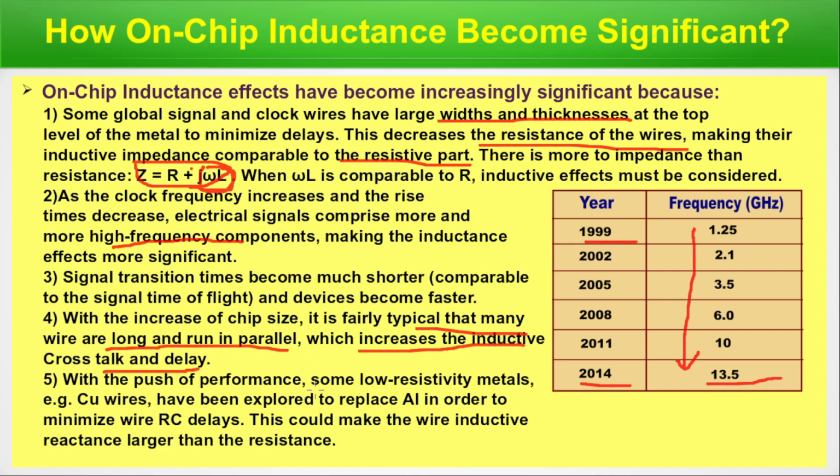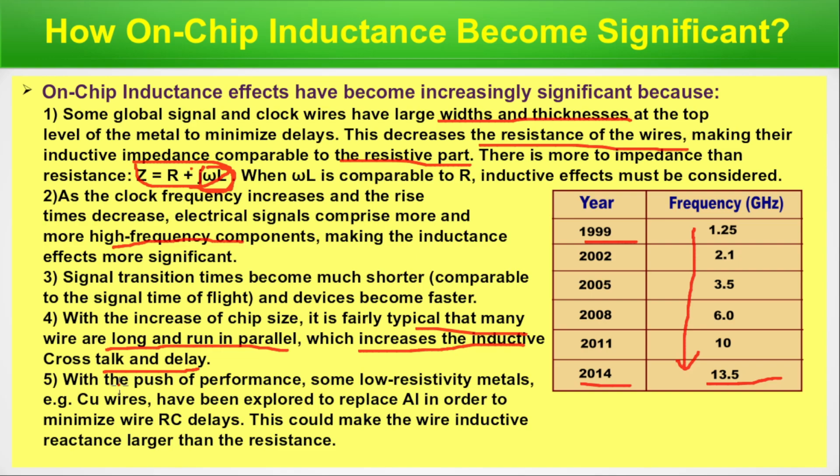So what is actually happening? The wires or interconnects are connecting many operating blocks on the same design, same system, and they are connected for complex operation. So wires are running for longer lengths and they are running in parallel. So that increases the inductive crosstalk and delay.